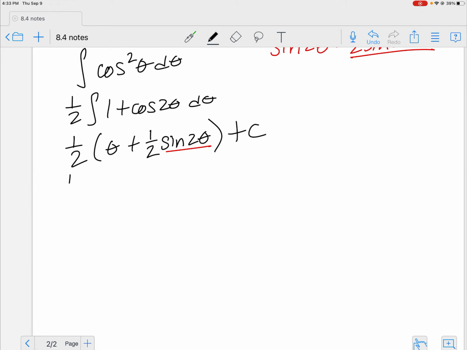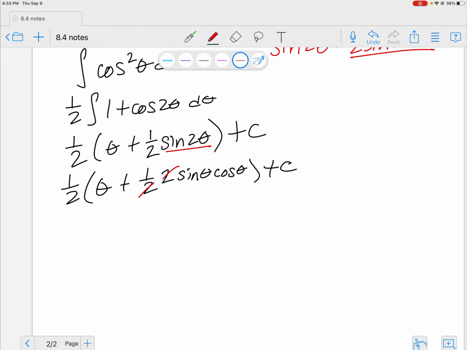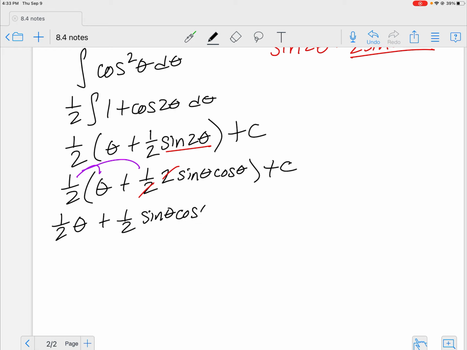And we get theta plus 1/2 times 2 sine theta cosine theta plus c. 1/2 and 2 cancel out, right? Then I'm going to go ahead and just distribute this 1/2 that's here. Oops, let's go purple, just so that we have it all out there in the open. So 1/2 theta plus 1/2 sine theta cosine theta plus c.